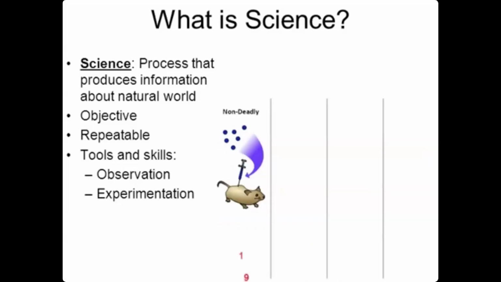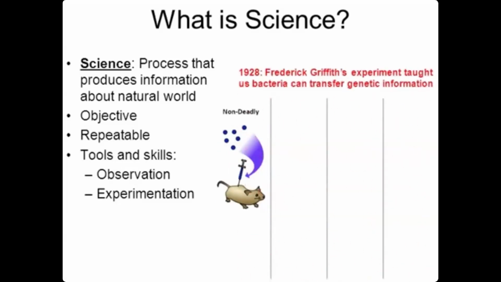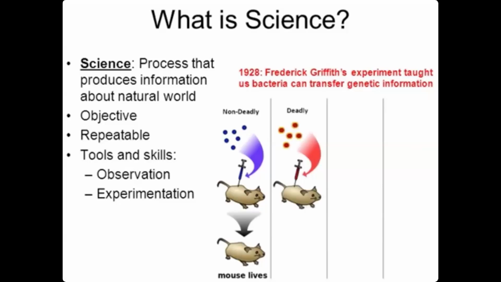In this pretty famous experiment that took place in 1928, a gentleman by the name of Frederick Griffith taught us that bacteria can transfer genetic information. In the picture, he injected mice with a non-deadly bacteria, and no shocker, the mouse lived. Well, he then injected mice with a deadly bacteria, and no surprise, the mice died.